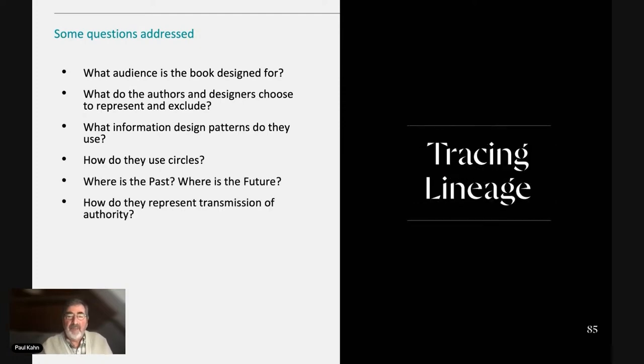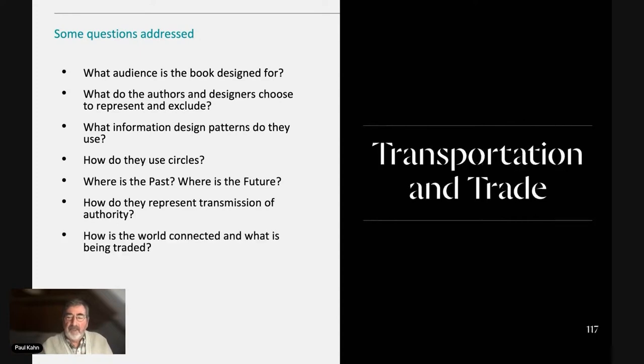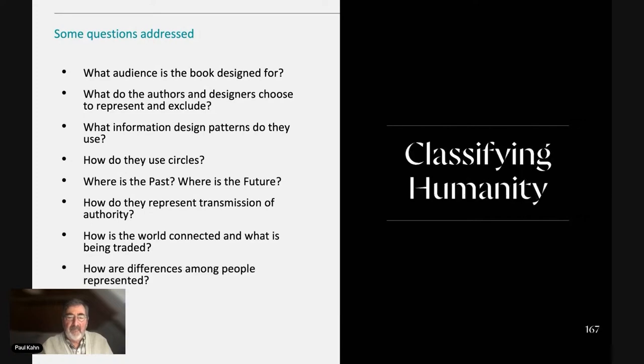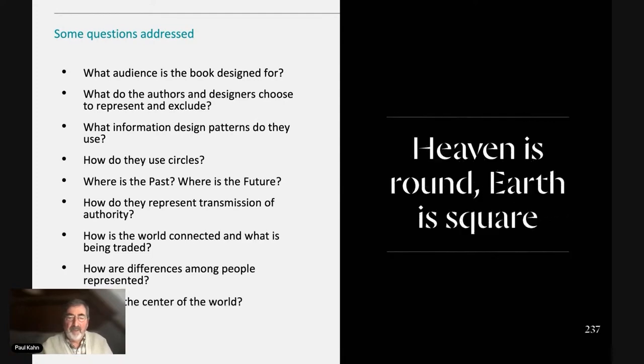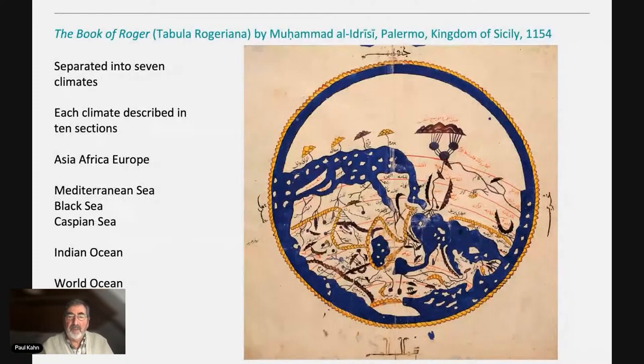How do they represent transmission of authority, lineage, and genealogy? What sort of transportation and trade, how the world is connected is being represented, and how the differences among people are represented. How do they classify the humanity of the world? And very interestingly, what is the center of the world in each one of these books?